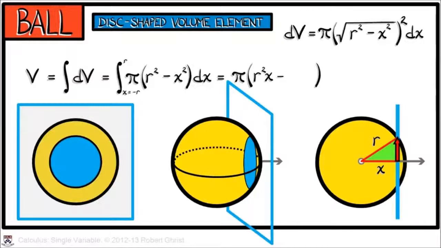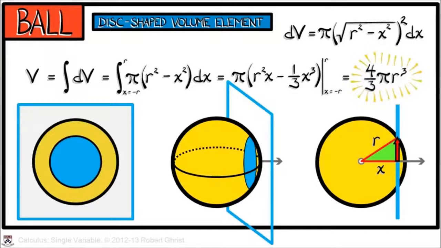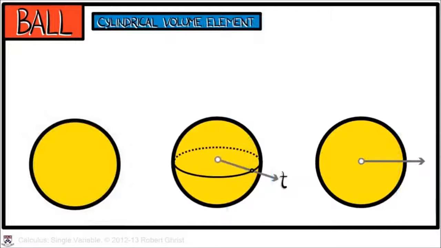times r squared x minus 1/3 x cubed. Evaluating that from negative r to r leads, with just a little bit of algebra, to the familiar formula 4/3 pi r cubed. There's more than one way to derive this volume formula. Let's look at a different method.